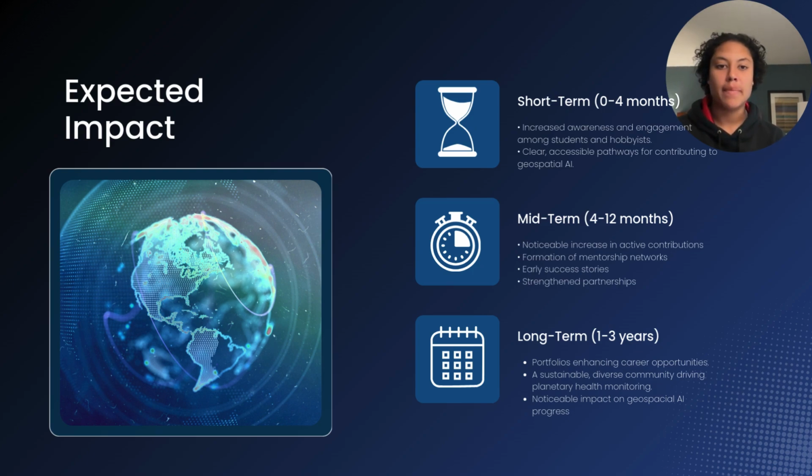Now, based on the plan that I just went over, let's take a quick look at the expected impact. So, in the short term, from 0 to 4 months, we expect to have increased awareness and engagement. We want to have clear pathways to contribute to these technologies, and we want to see new contributors actively participating. In the midterm, from 4 to 12 months, we want to see a notable increase in active contributors, a formation of membership networks, early success stories, and strengthened partnerships with universities and organizations.